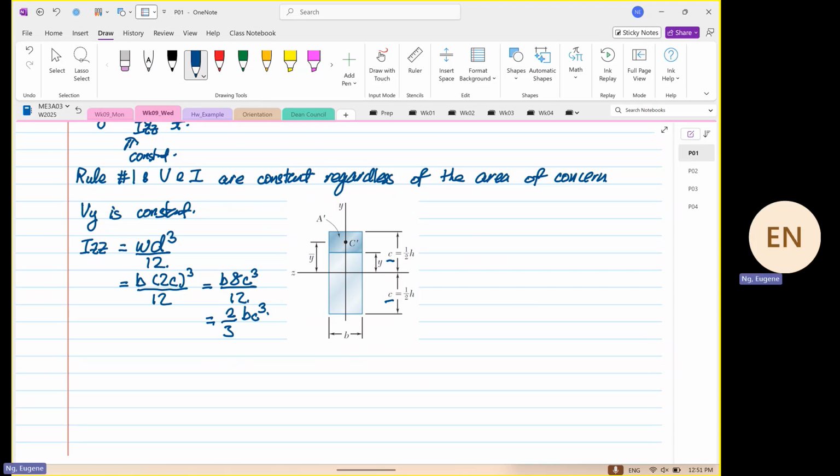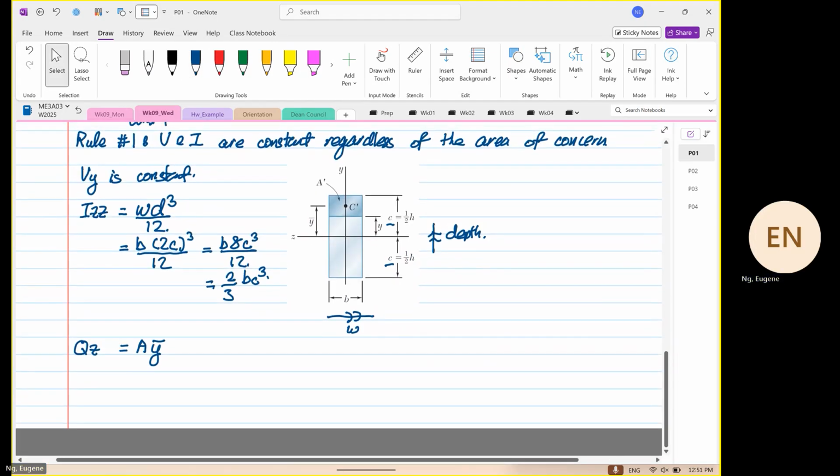Okay. So the next one, we are going to find Qz, which is equal to A y bar. Before I carry on, because the axis of interest is Izz, it's important that we put that this is our width, and over here, this is our depth. Because later on, when we do multiple axes, the width and depth will change. Okay. So now, let me copy this whole thing and we go to a new page.